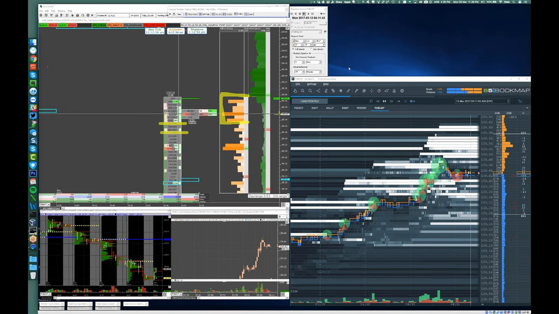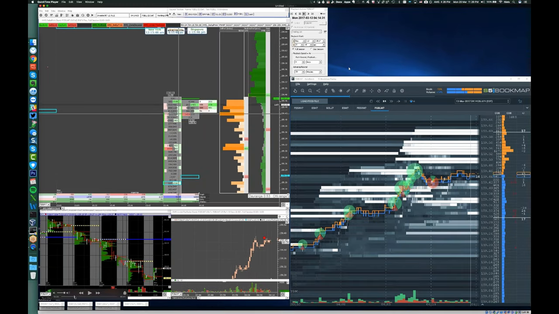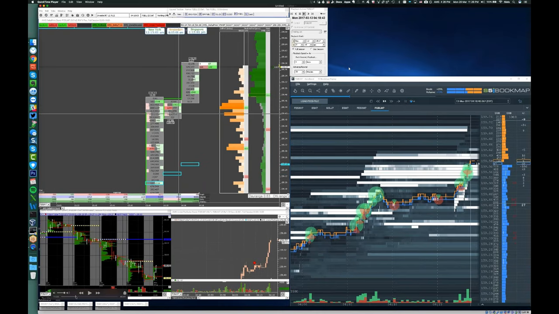And there it goes. Now you can also see it just blew through all the offers, so they were just faking it down. If you see it here, they're bidding it back right away. That means they just want to push it up, get some stops, and you can see the stops going off.